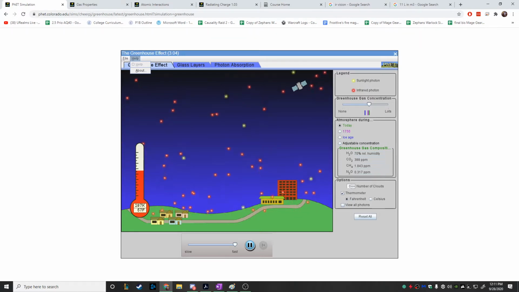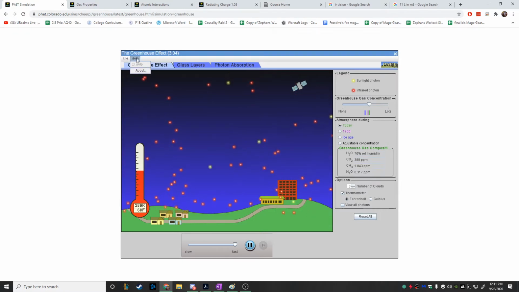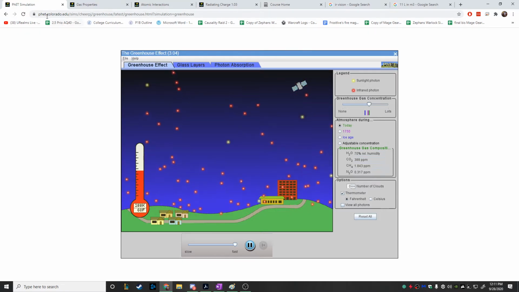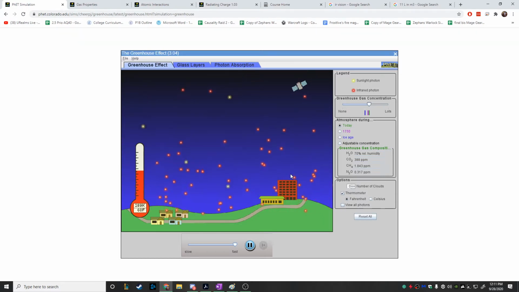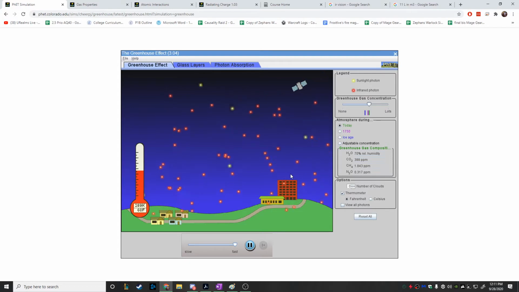I wanted to start off by talking about the greenhouse effect. We're going to use this PhET simulation from this website. You're welcome to play with it yourself. So what do we have here?